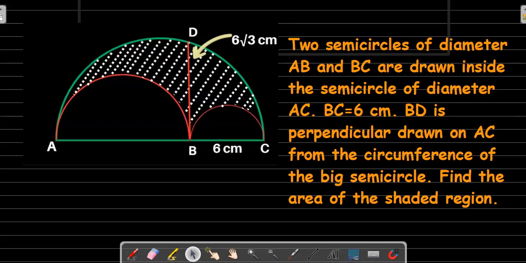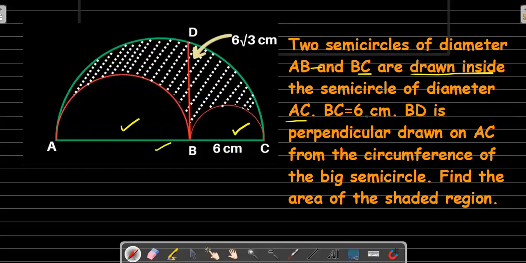Today I have come with another problem of mensuration 2D. It says two semicircles of diameter AB and BC are drawn inside the semicircle of diameter AC. This is the semicircle of diameter AB and this is the semicircle of diameter BC. These two are drawn inside the semicircle of diameter AC, that is the big semicircle.